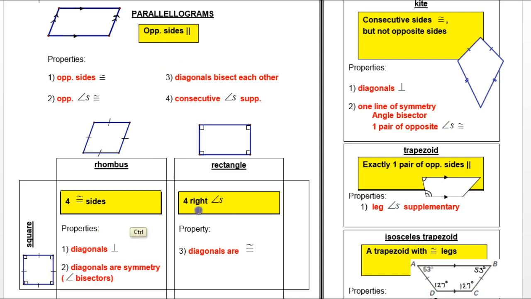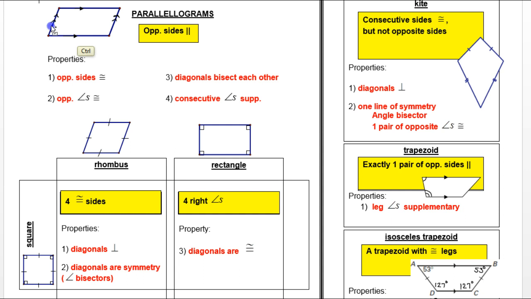Now, I have these yellow boxes, and then I have these red numbered statements. The yellow box represents the definition of the shape. And then I have special properties listed out in red. So a parallelogram has opposite sides that are parallel. You can see by the way I've marked it. That's the definition. But then there are 4 special properties of parallelograms that you need to memorize.